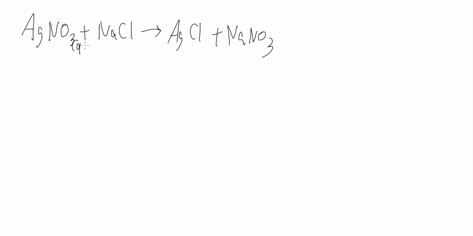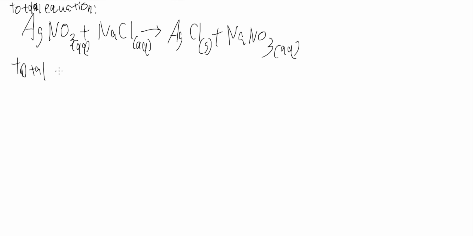We can write the states: AQ for aqueous, S for solid, and aqueous solution once again. And now we can break this up into ions. This is called the total equation. And then this will be the total ionic equation.